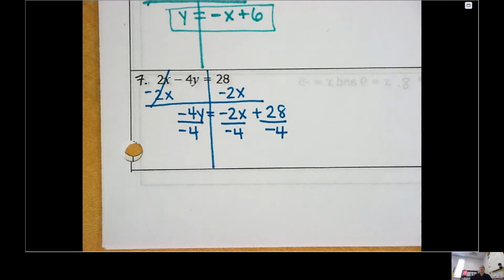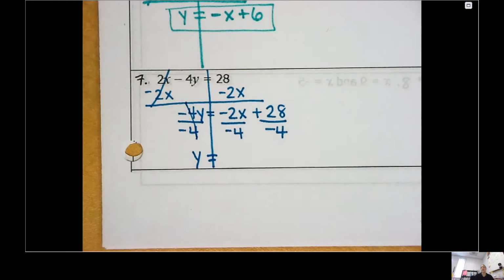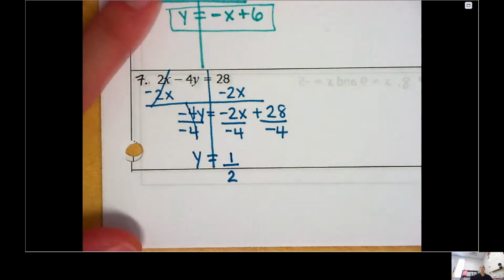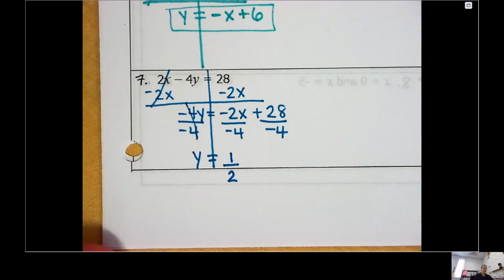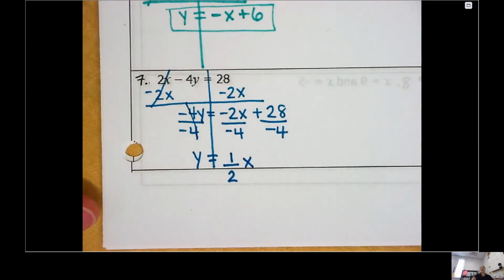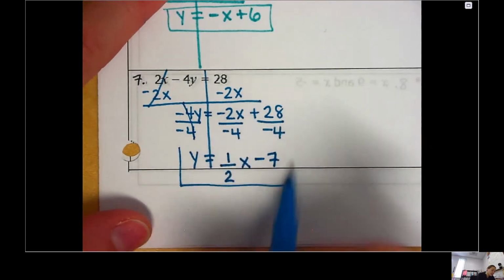All right, so the only part that's different here is what happens when you go to cancel them out. Negative 4 divided by negative 4 will cancel, and you get y equals. Now, what is negative 2 divided by negative 4? 0.5, which is what? 1/2. Yeah, it's half. So you can put it as 0.5, but I'm going to leave it as 1/2. Again, I told you, fractions are good. That means you go up 1 over 2 x. And then what's 28 divided by negative 4? Negative 7. Good. Okay, perfecto.